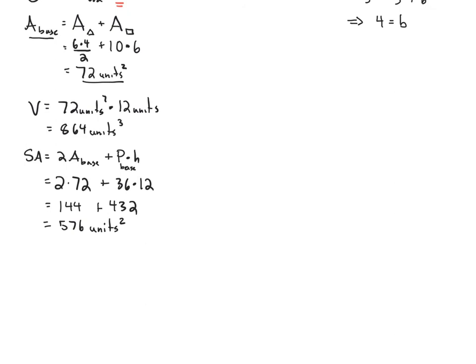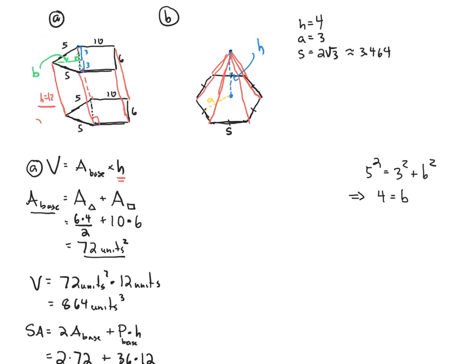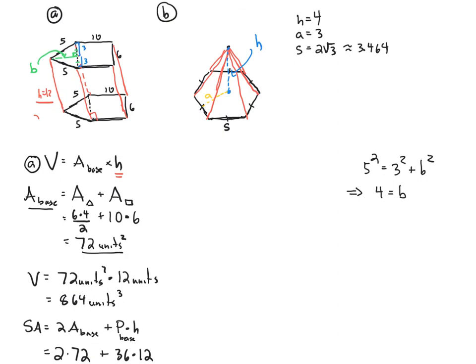Let's do the pyramid now. So for the pyramid, remember, same idea. Maybe I'll do this in blue just to make sure it stands out against the writing in black to the left. Well, for B, the volume is, of course, area of the base times the height over 3. And we have all of those things, no problem.